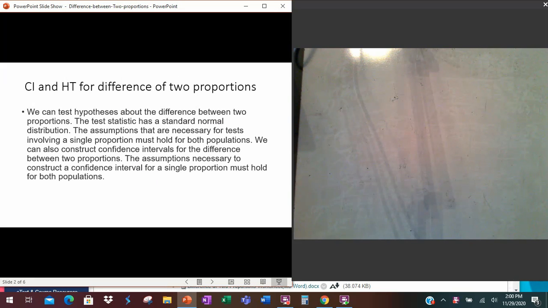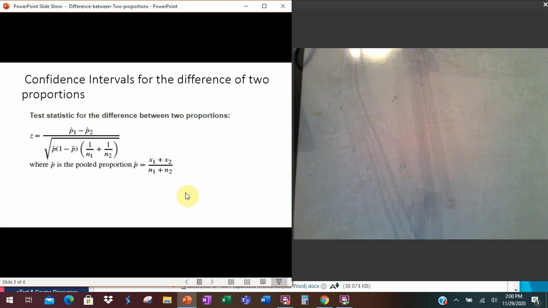So confidence intervals and hypothesis testing for a difference of two proportions. And again, we're just going to do kind of a mix of this, but I want to go over the confidence intervals for a difference for two proportions. So we can test hypotheses about the difference between two proportions. The test statistic has a standard normal distribution, which means that we're going to use the standard normal table, and it'll be a Z test statistic. Here's the formula for the test statistic.